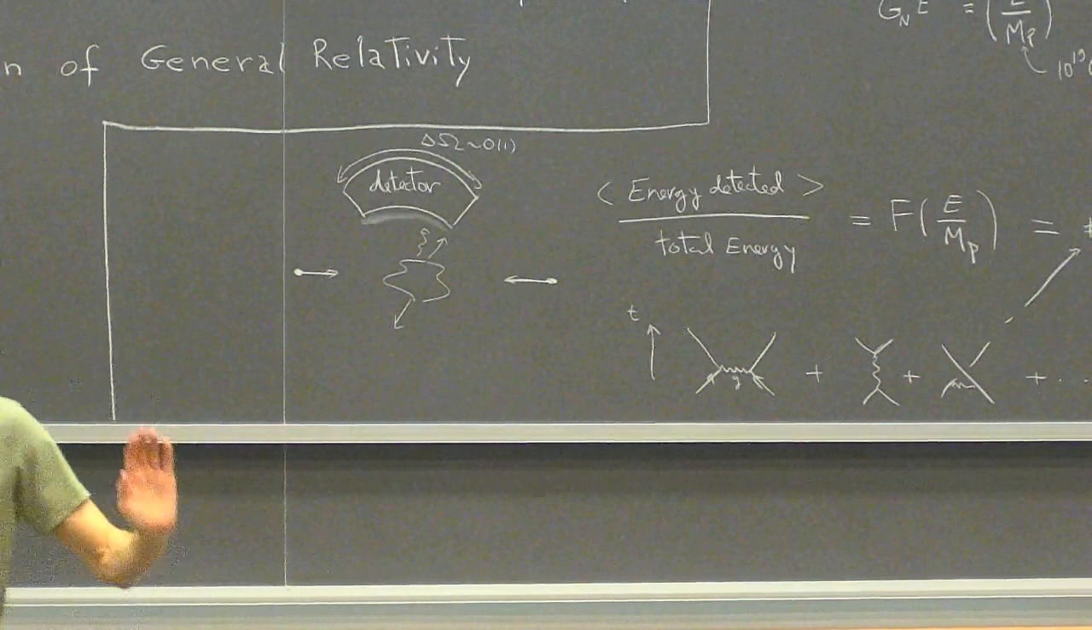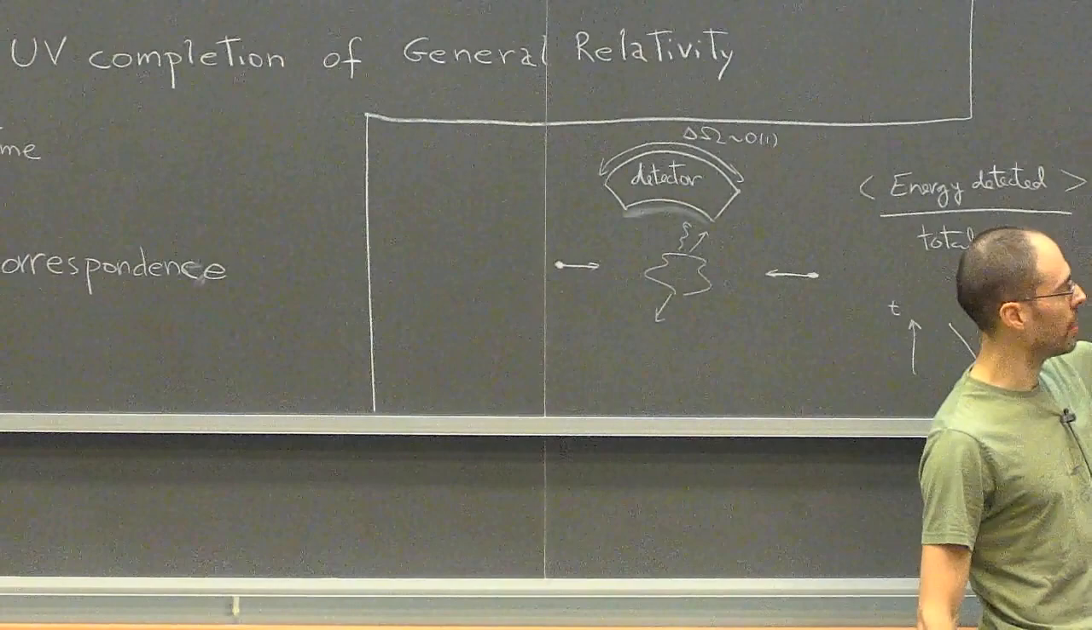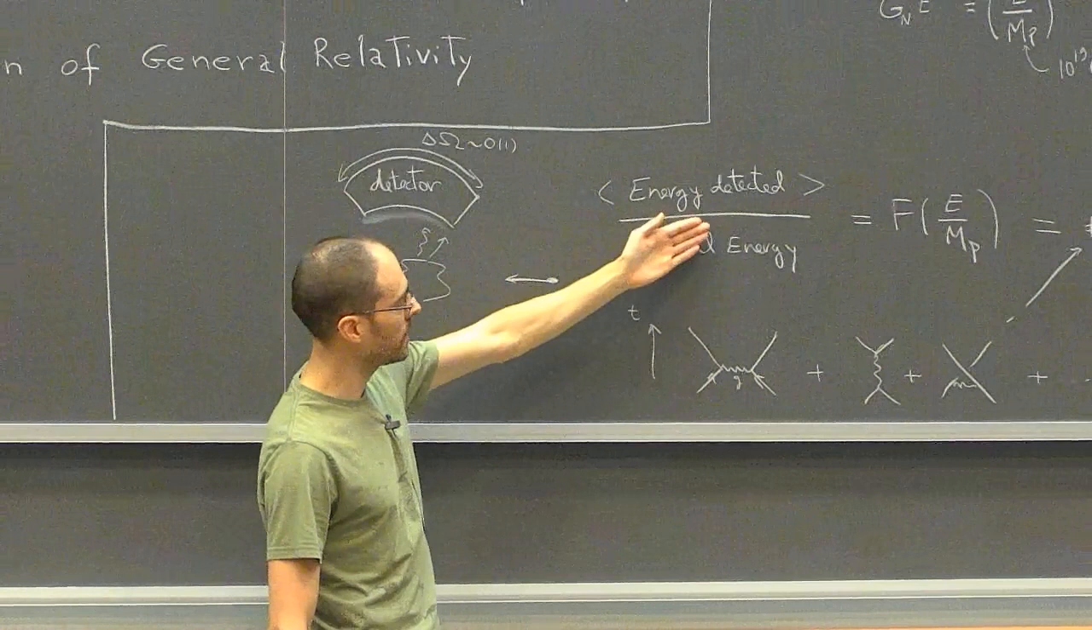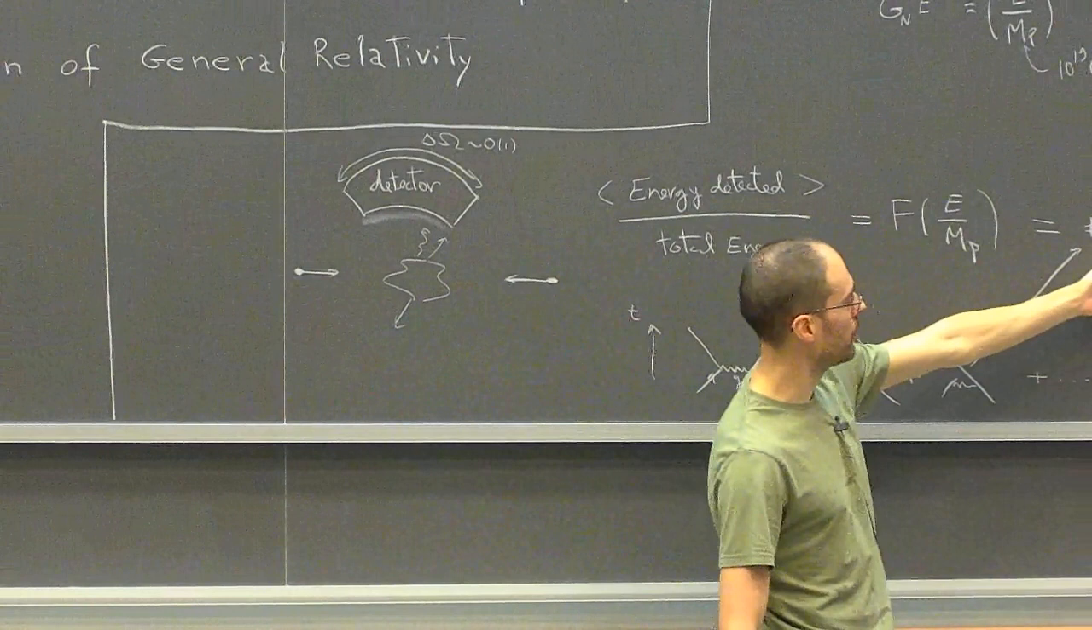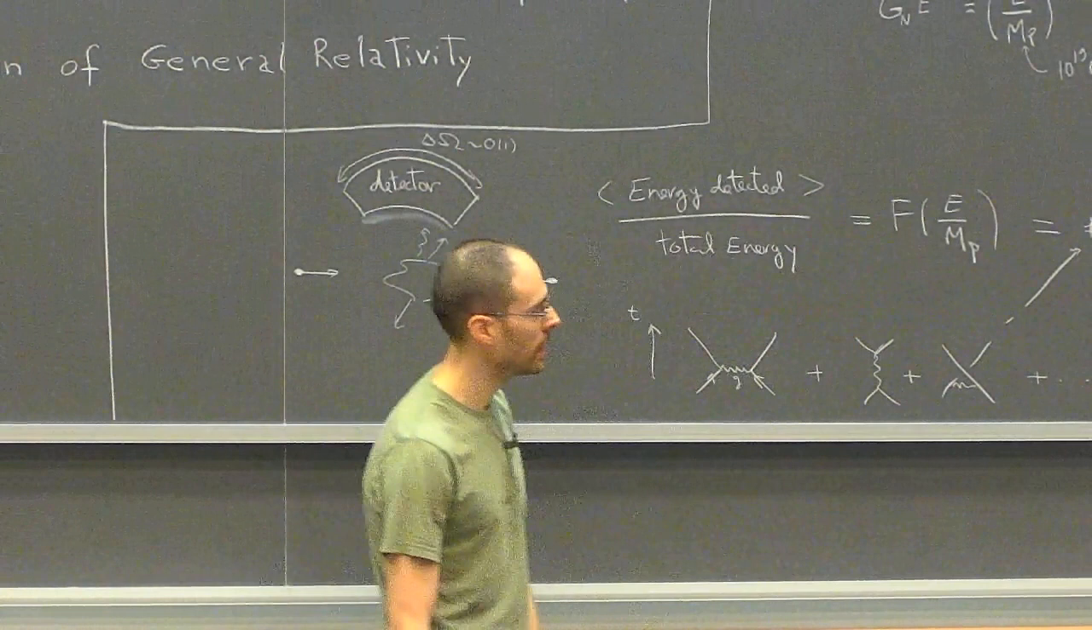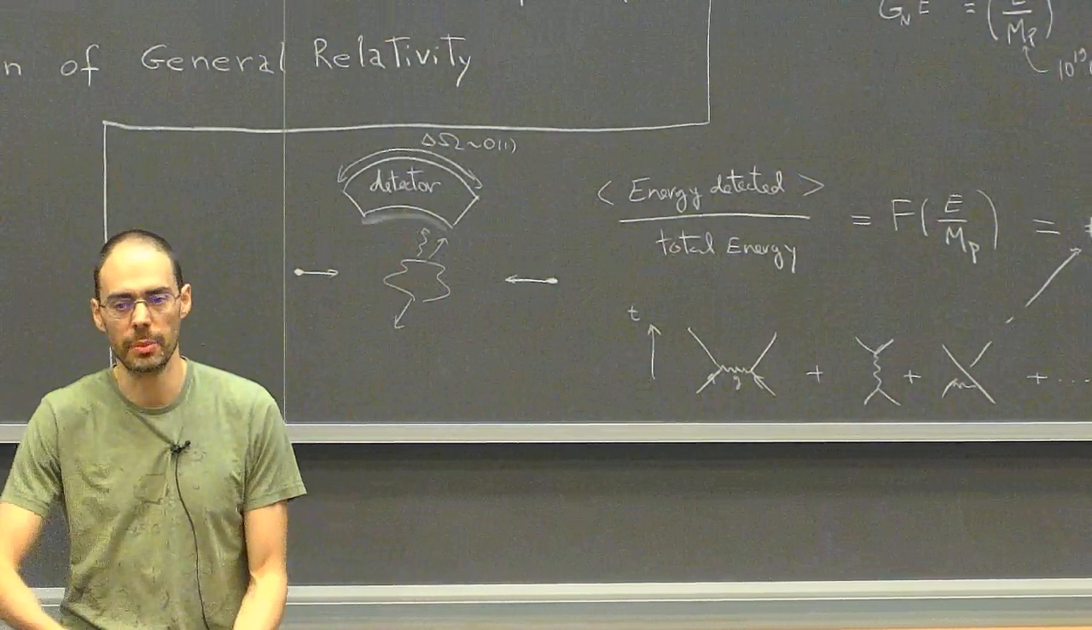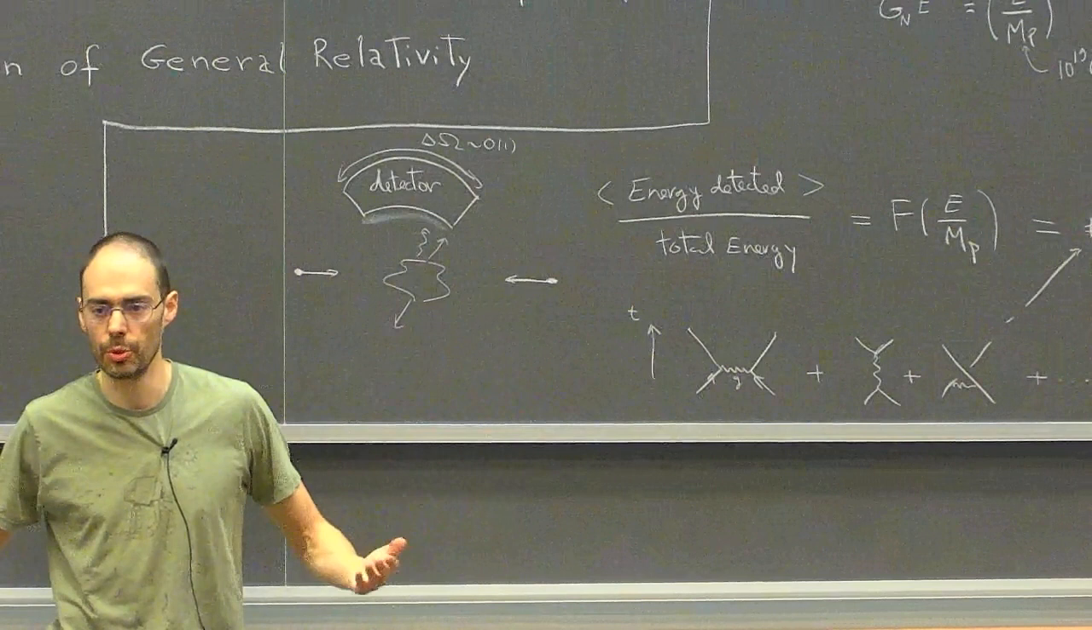Okay, but clearly this cannot be the full answer, right? Because this quantity has to be less than one, right? So the first term that you get from the classical computation from general relativity is good at low energies, but you cannot trust it forever. If the energy becomes bigger than the Planck energy, it gives you something crazy. It gives you more energy out than what you put in. It's just inconsistent. So that's one example.